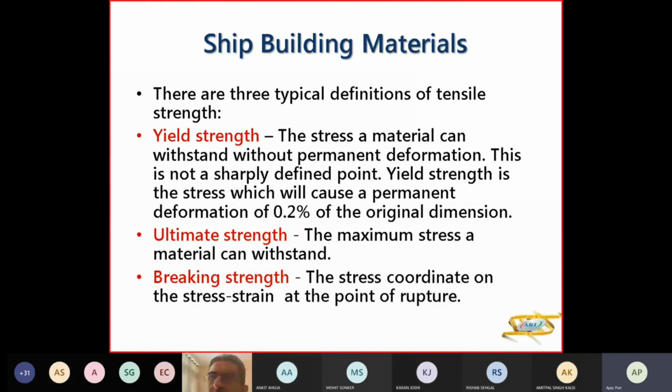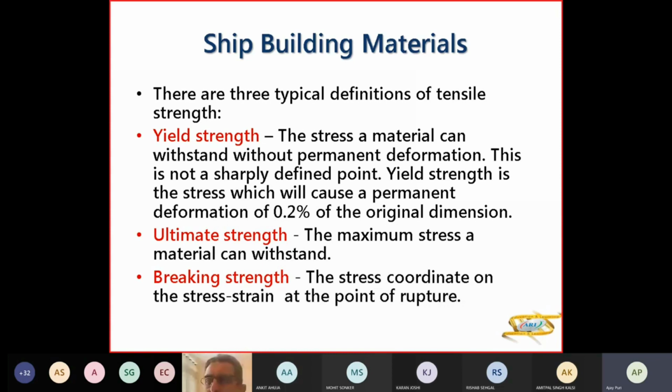It is not a sharply defined point. So the stress will cause a permanent deformation of 0.2%. Beyond your yield strength, the material will become plastic, that is, it will not come back to its original position. Ultimate strength is the maximum stress a material can withstand. After that, it will break. And breaking strength is the stress coordinates at the point of rupture, because after UTS you don't have to pull it more, it will break. So the stress coordinates at the point of rupture is breaking strength.